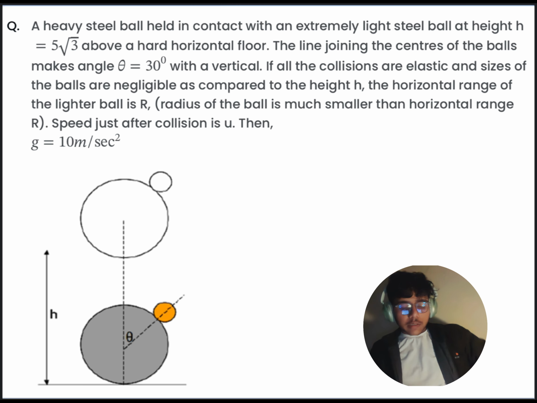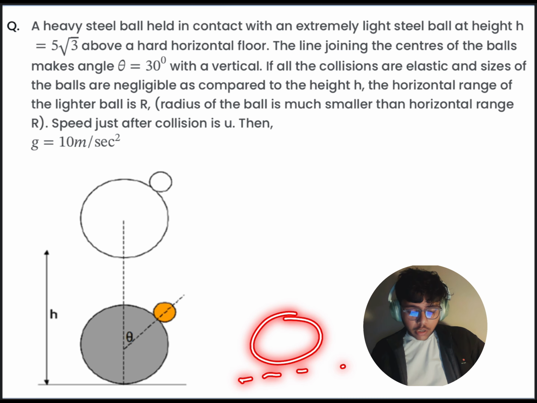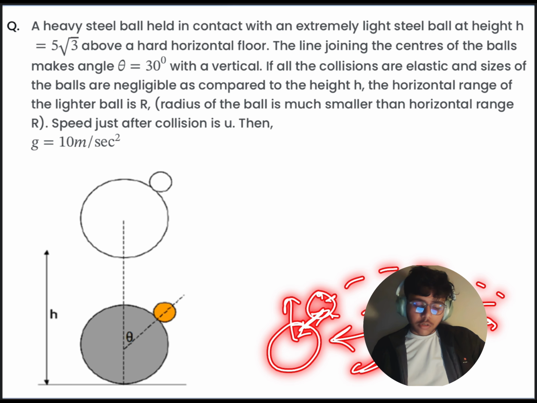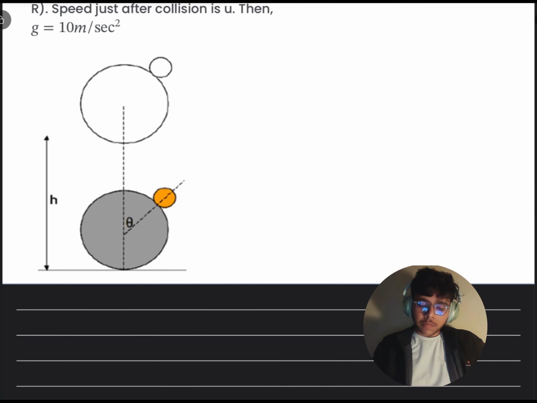Now this large ball would be coming first towards the ground, and after it collides elastically with the ground, it would rebound, and it would collide with the smaller ball, and this smaller ball will then perform a projectile motion, and we have to calculate the range of that projectile motion. So let's get started with the solution.